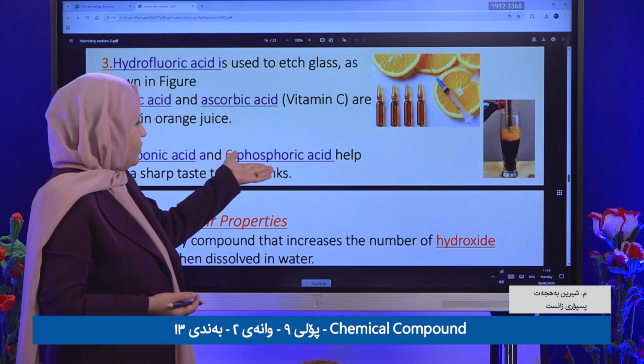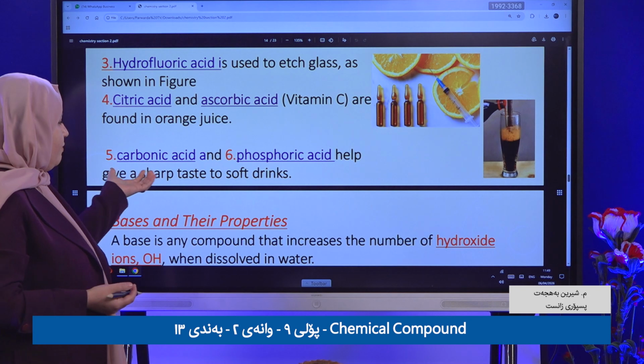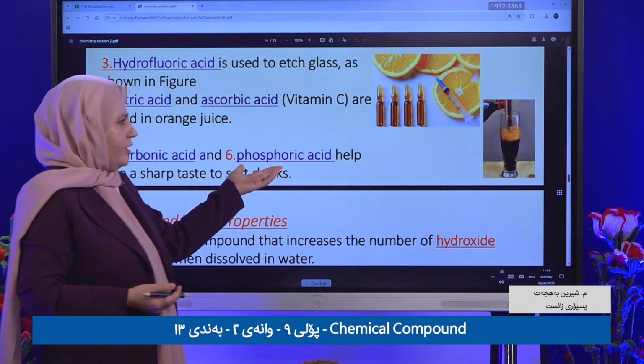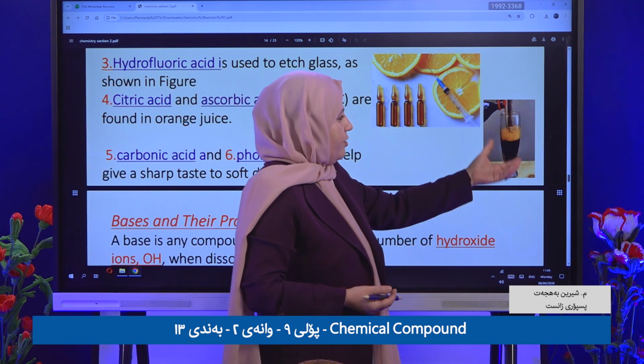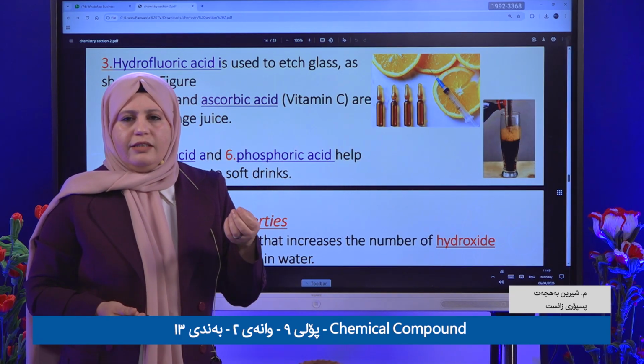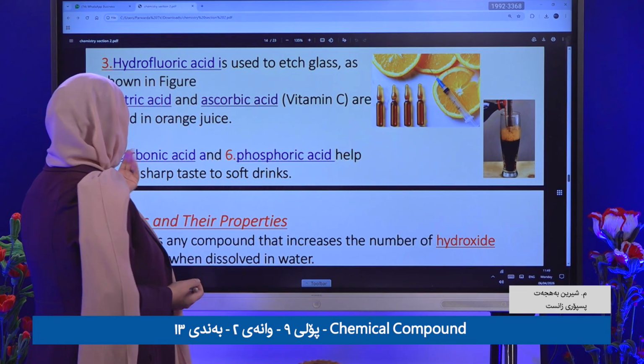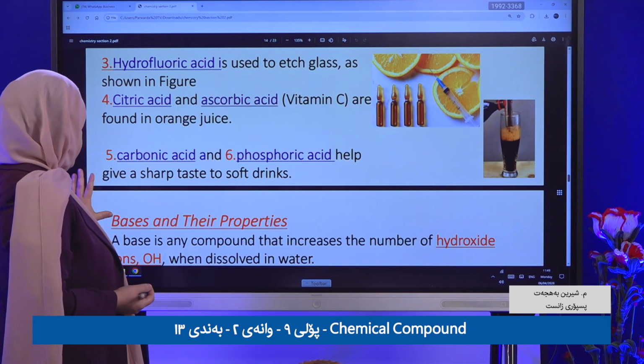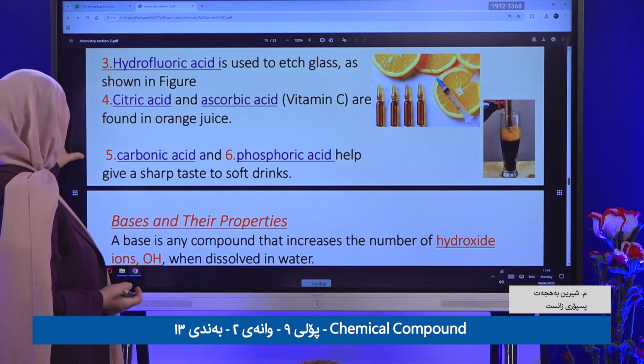And the last one, carbonic acid and phosphoric acid help give the sharp taste of soft drinks. Look at the soft drink, how sharp and how delicious its taste is, because of carbonic acid or phosphoric acid. Okay, let's go to bases.